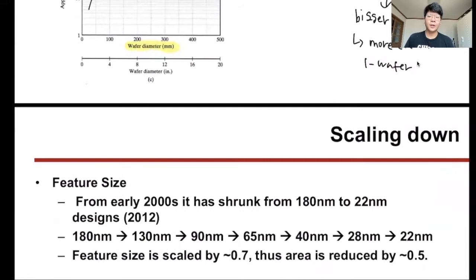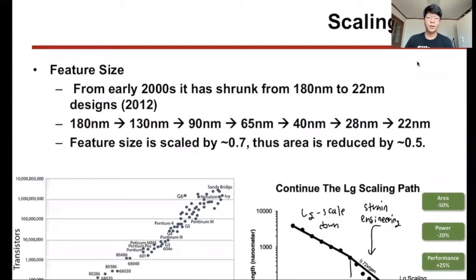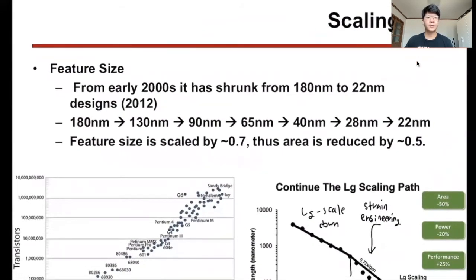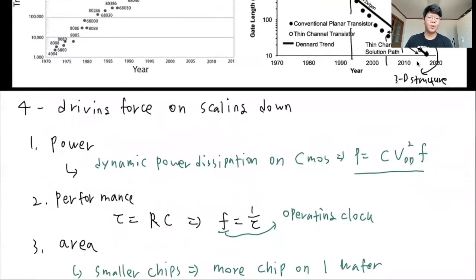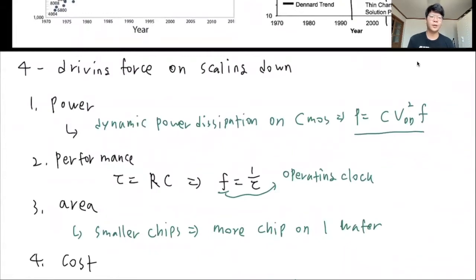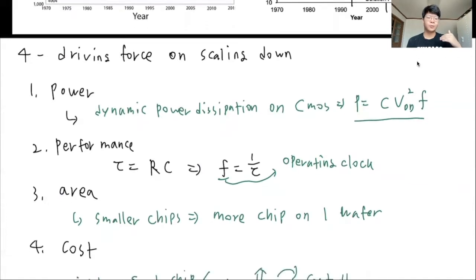And also scaling down is key for device fabrication, because there are four driving forces for scaling down. First, power. In CMOS, there is dynamic power dissipation, and the key factors of the power are capacitance and operating frequency. So we need to make the total capacitance lower.